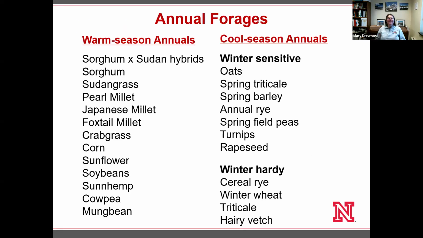Okay, so let's talk about the classes of annuals. So I break them up into three categories. We have the warm season annual forages, and we have cool season annual forages. And within the cool season, I break them up into two different categories, either winter sensitive, like oats. Basically, that means they're going to winter kill.